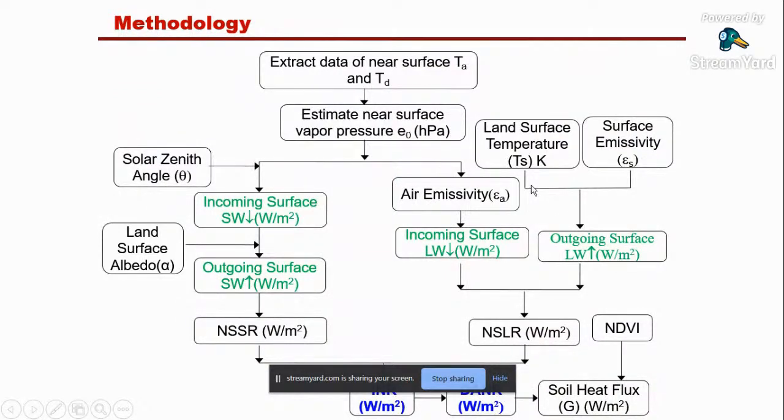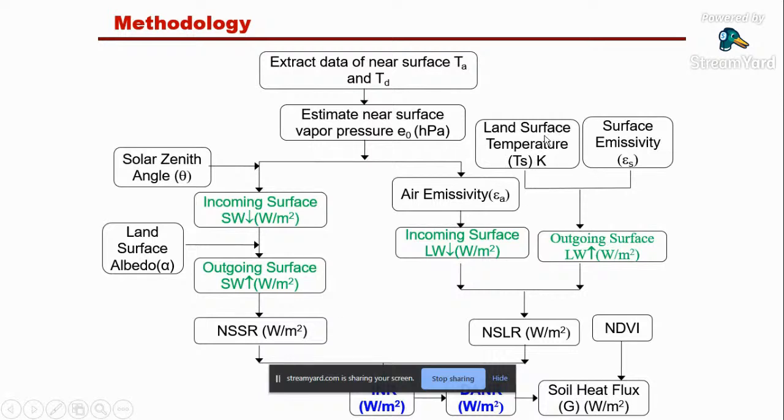So this is the methodology followed in that study. We extracted air temperature and dew point temperature from the MODIS satellite data, and by using the Clausius-Clapeyron equation, we estimated surface vapor pressure. By using the solar zenith angle, we computed incoming surface shortwave radiation in terms of watts per meter square. Then we used the albedo product to estimate outgoing surface shortwave radiation. Ultimately, we have incoming shortwave and outgoing surface shortwave, so we get NSSR, meaning net surface solar radiation, in terms of watts per meter square.